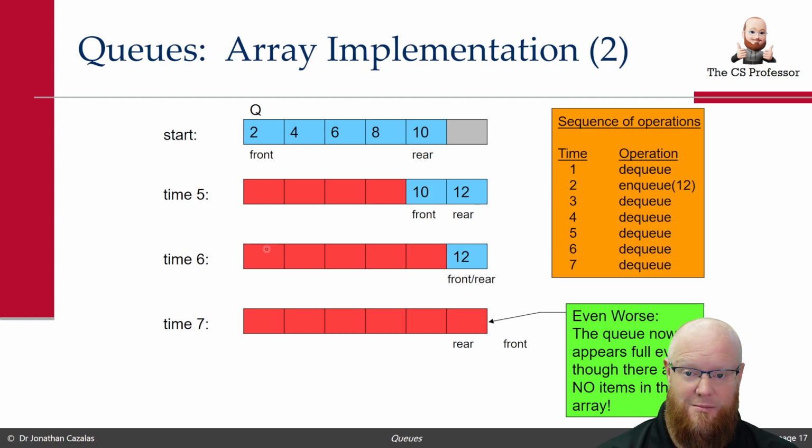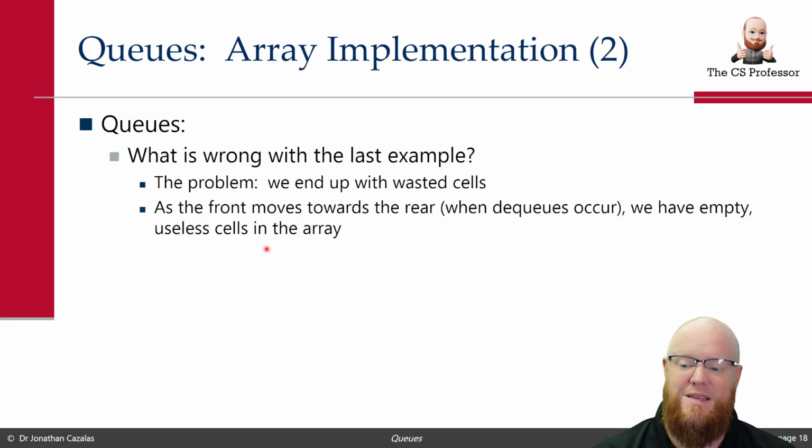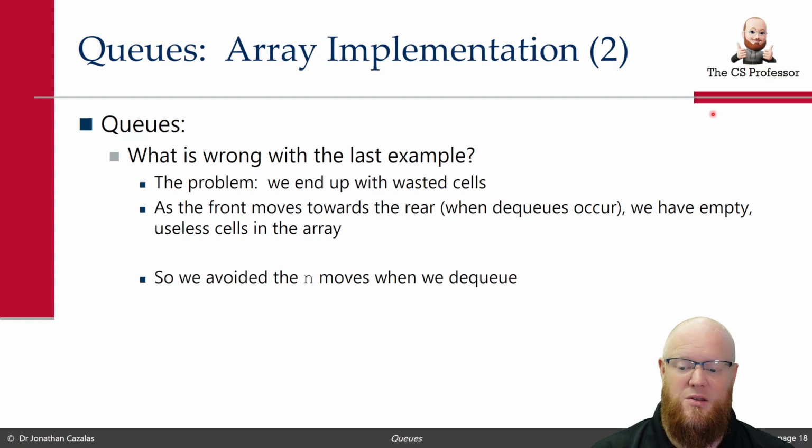So we have a huge improvement. The improvement being what? That we're no longer shifting upon doing a dequeue. Huge. We're moving front instead. But now we get this silly scenario where we have no elements in the queue, yet the queue appears full because rear is all the way on the right side of the queue. So we end up with wasted cells. So as the front moves towards the rear, whenever we have those dequeues, we end up with these wasted, empty, useless cells in the array.